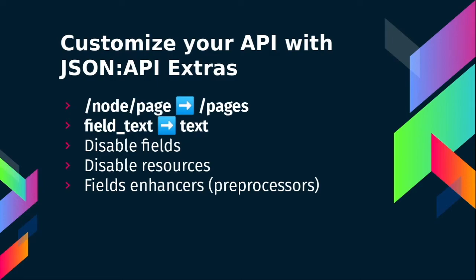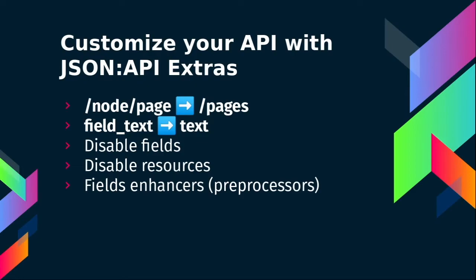You can also change names of things. If you don't like /jsonapi/node/page, you want to rename it to /pages, you can do that. If you don't like that Drupal puts field underscore and then something else, you can rename fields as well.